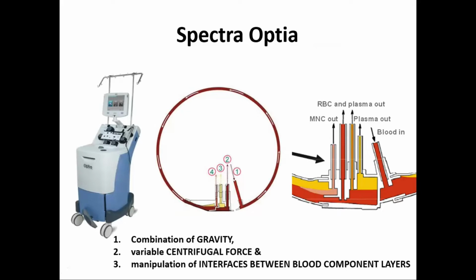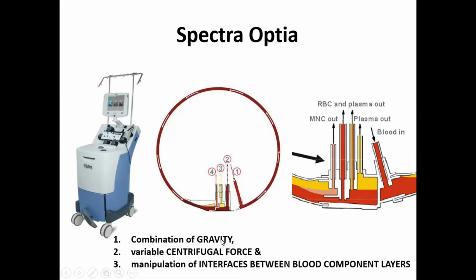In Spectra Optia, this was commonly done, where the whole blood is pumped through this circuit and the separation happens at this point. The separation can be observed in this one, on the right hand side. We have a skimmer dam which lifts the mononuclear cell layer and separates it from the RBC and the plasma layer. The separation happens based on gravity as well as centrifugal force, and how we manipulate the interface between the blood component layers.